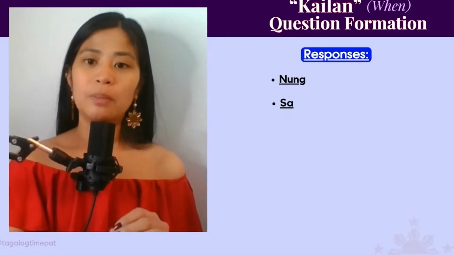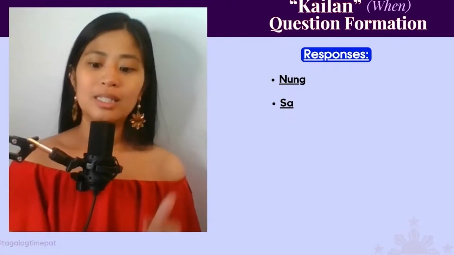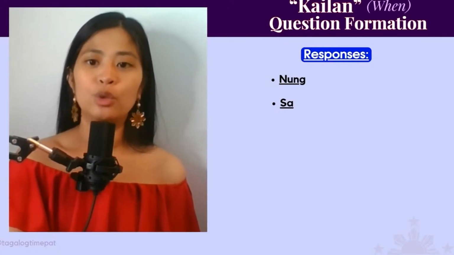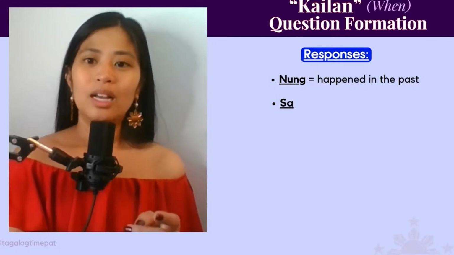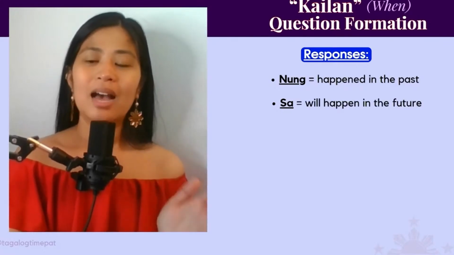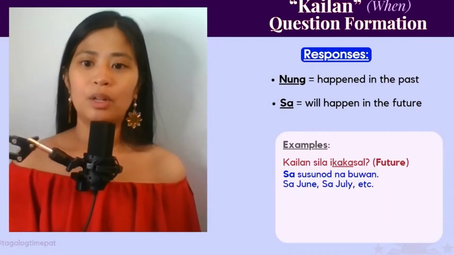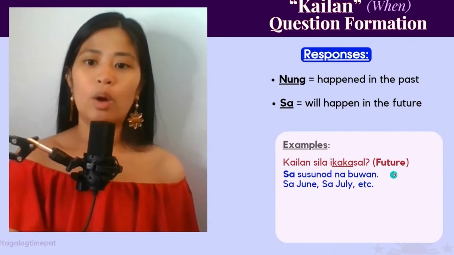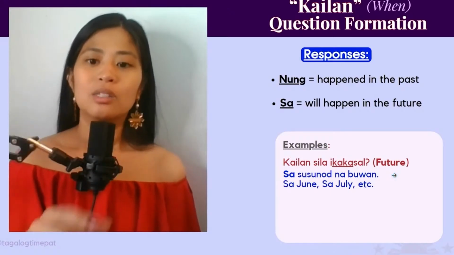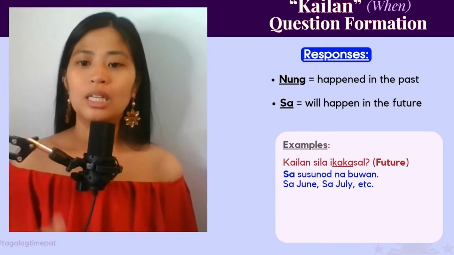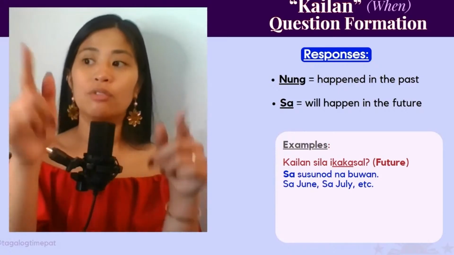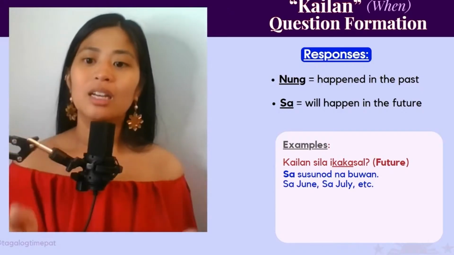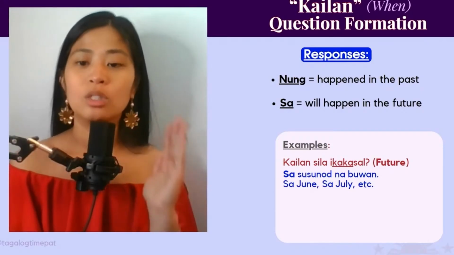Now I want to show you the responses. The response might have the word nung or sa. We already talked about sa. Let's see what nung means. So nung means something happened in the past. Sa means something will happen in the future. So for example, kailan sila ikakasal? When will they get married? The response, sa susunod na buwan, next month. So sa July or sa June, in June or in July. But sa is thinking of the future. So sa is the future.